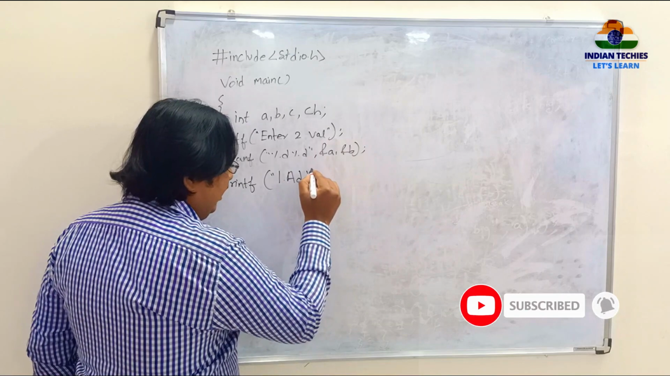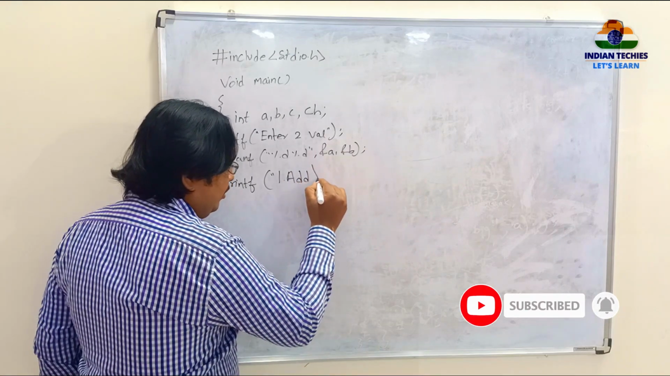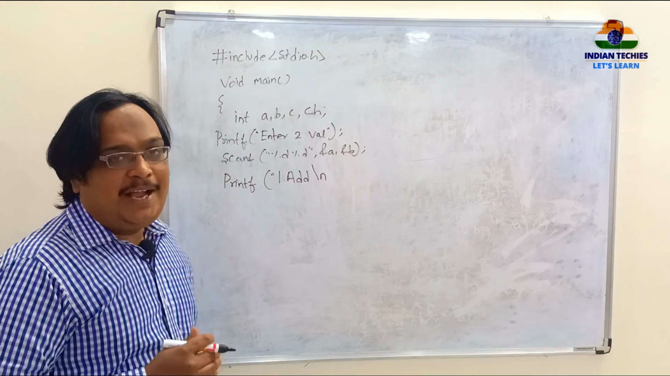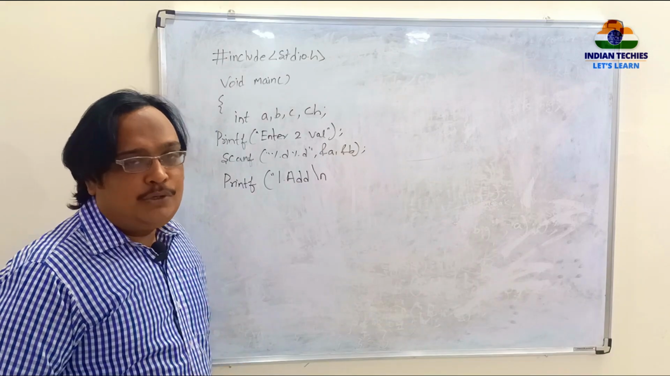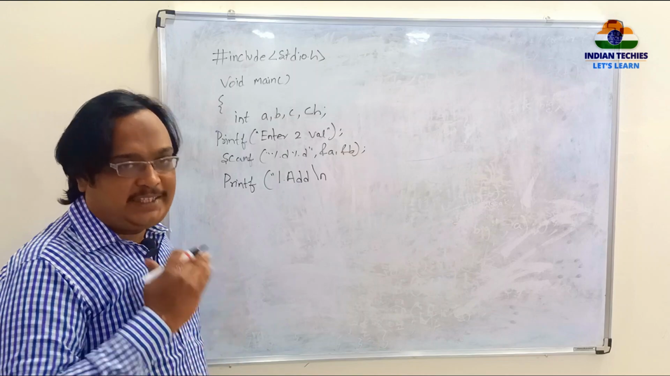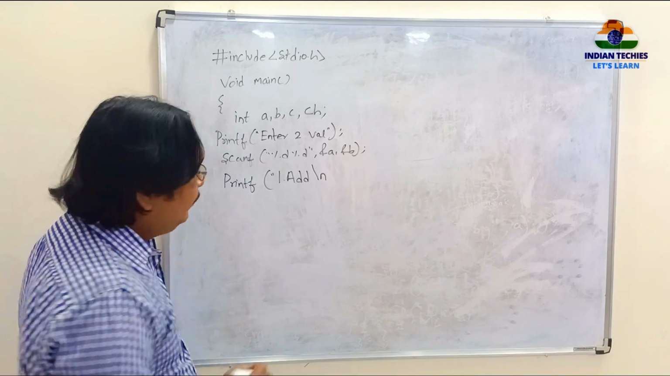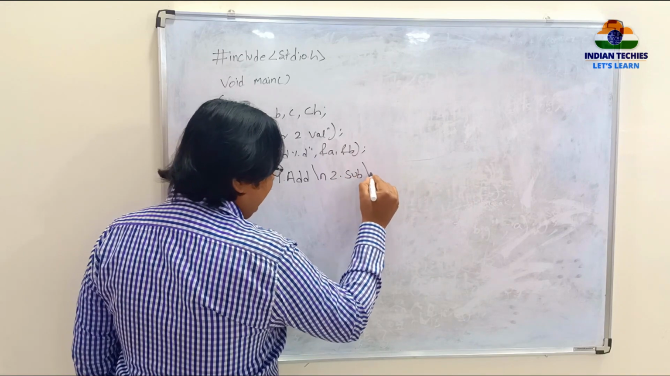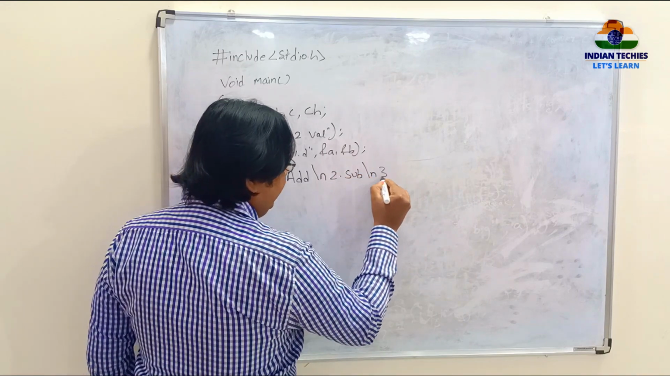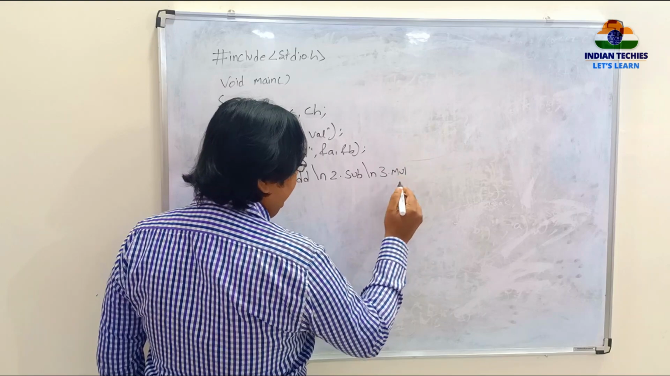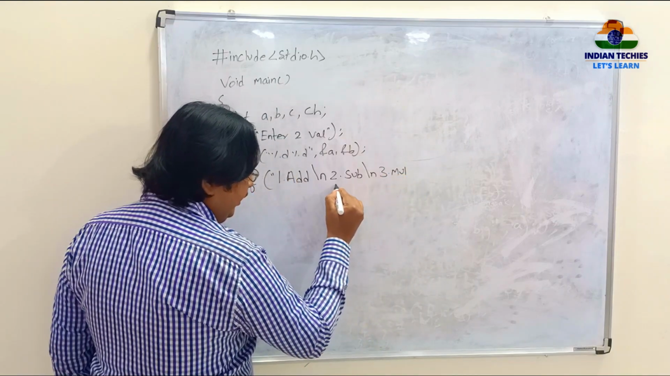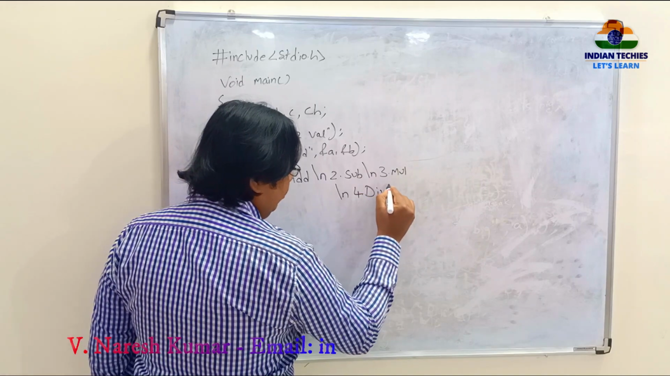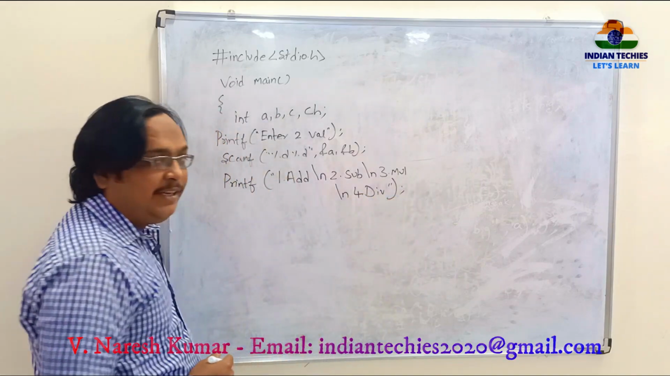Addition. Here we can use another special escape sequence character called \n. \n means on the output screen the cursor moves to the next line. It is equal to the enter key. Next, 2 means subtraction, \n. 3 means multiplication. In the next line, since I am continuing, \n. 4 means division. So close double quotes. This is my printf statement.